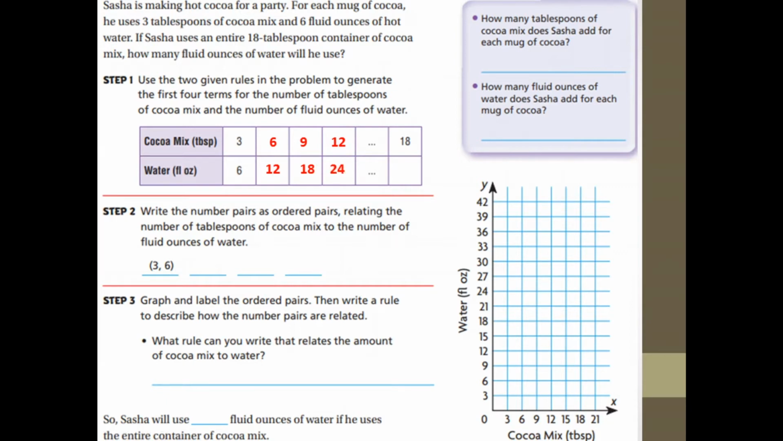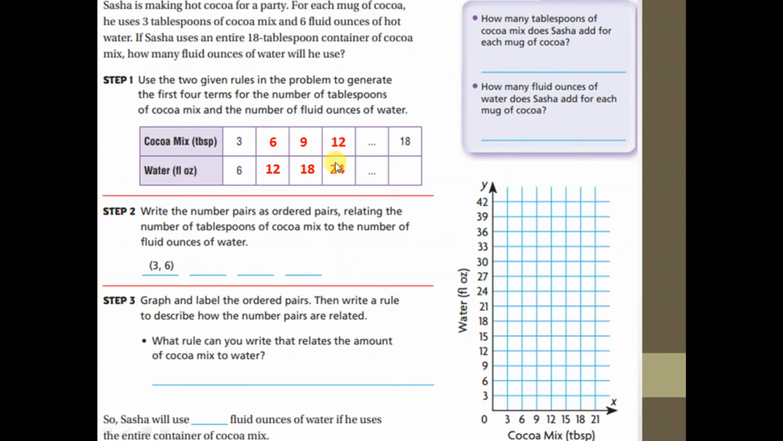So look here with me. What does he need to find? Let's read together and find what he needs to find. If Sasha uses an entire 18 tablespoon container of cocoa mix, how many fluid ounces of water will he use? So he needs the number here. If he uses 18 spoons of cocoa, how many ounces of water will he use?